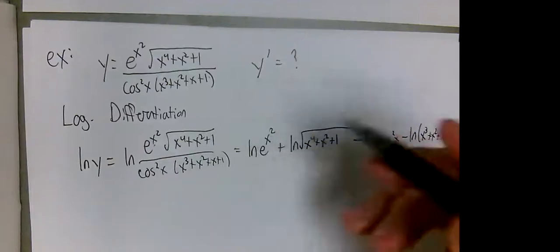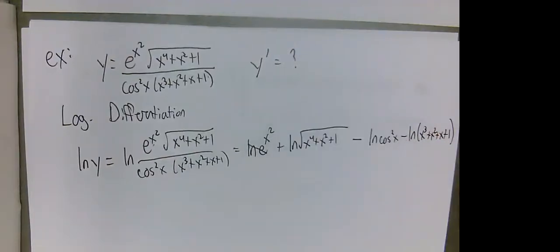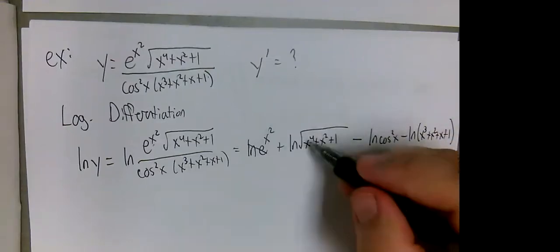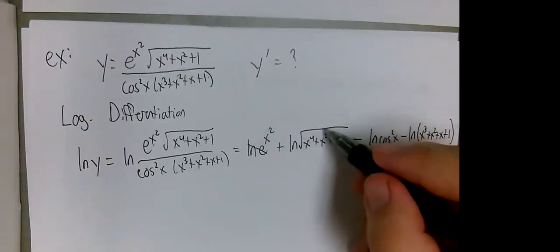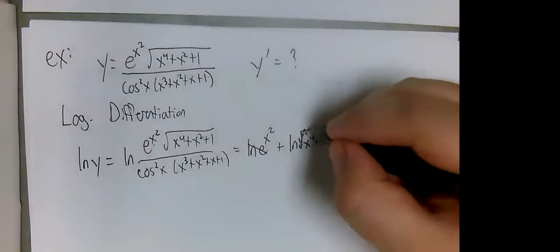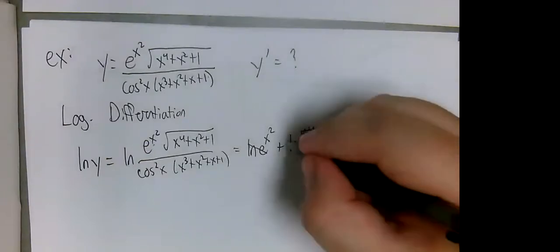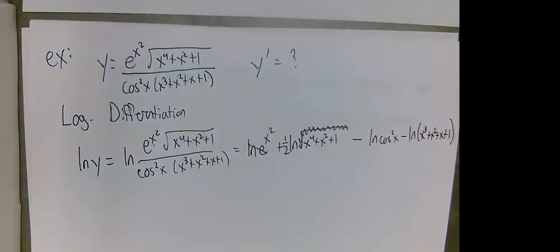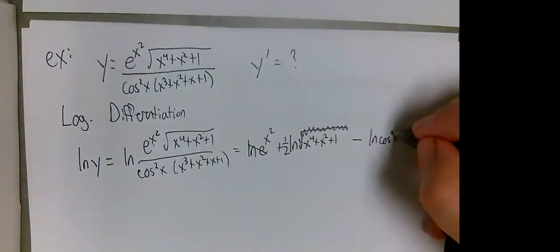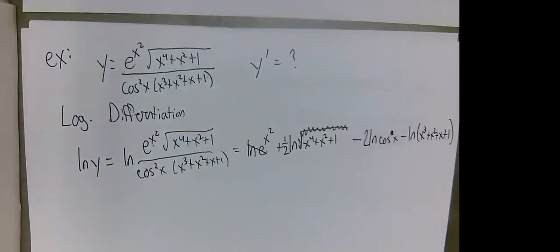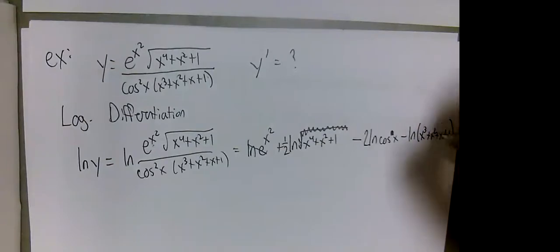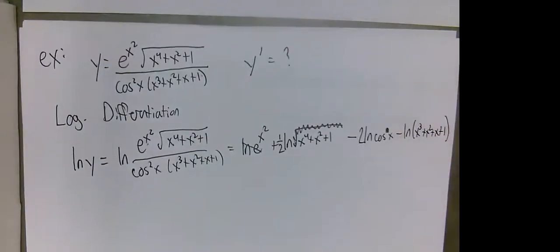I have ln of e to the something. So that will just yield x squared. And then we saw what happened in a previous example with a square root. This can be gotten rid of, and we can simply replace it with a 1/2. Same thing with the square on the cosine, but there's not much we could do with this one. We're kind of stuck with that.